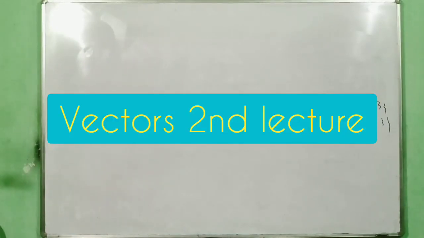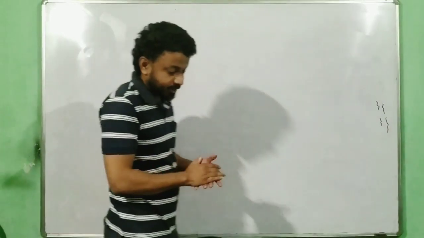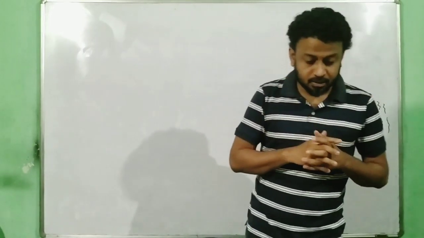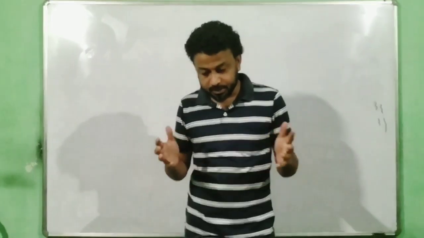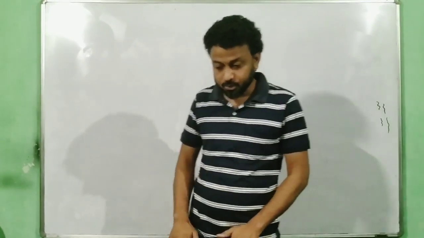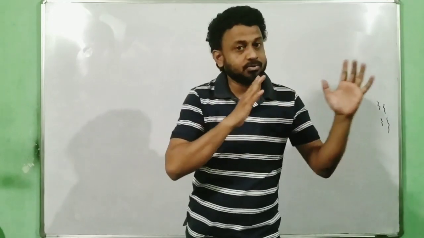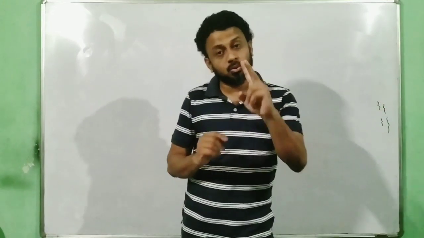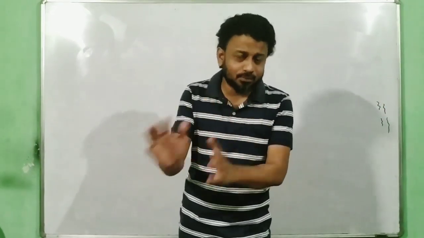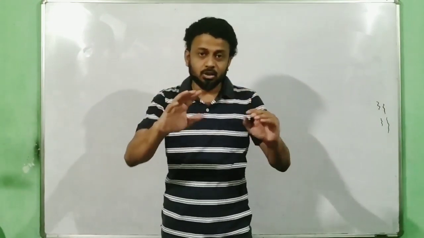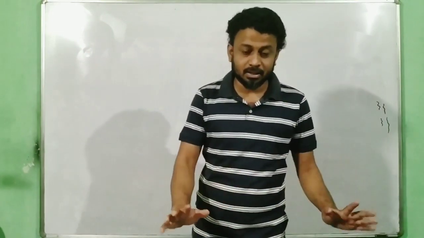Okay, welcome again. Today we are going to see another part of vectors. In the last lecture, you might have seen how to find the resultant of more than two vectors. The method is the same even if you want to find the resultant of two vectors. So for 2, 3, 4, 5, any number, use the same method.